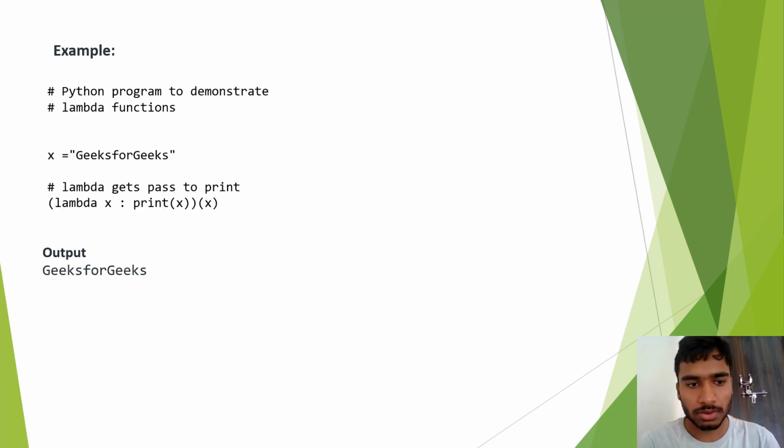Now let's define a variable x = "geeks for geeks". Now the lambda gets passed to print: lambda x: print(x), with the call on x. This is the way we get the outcome using this lambda expression. The output is "geeks for geeks" as expected. So this is how we use a one-line lambda function.